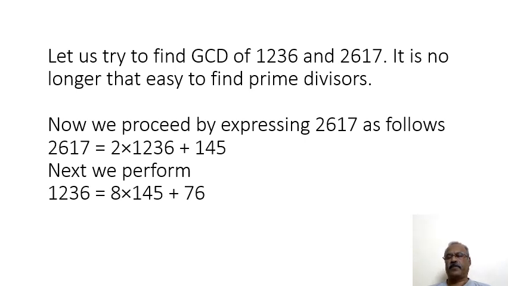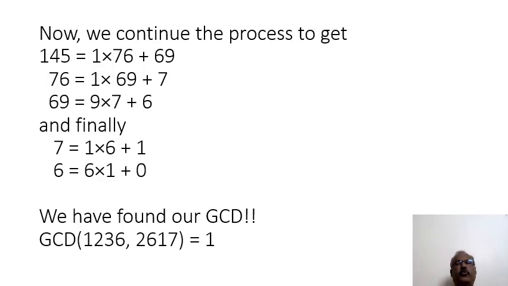What we are going to do next is we are now going to divide 1236, which was the divisor of the first step, by 145, which is the remainder. Doing this, we get 1236 is equal to 8 times 145 plus 76. So we now have 76 as remainder. We continue this process to get 145 equal to 1 times 76 plus 69. Now 69 is the remainder in this step and 76 was the divisor. So we divide 76 by 69. 76 is equal to 1 times 69 plus 7.